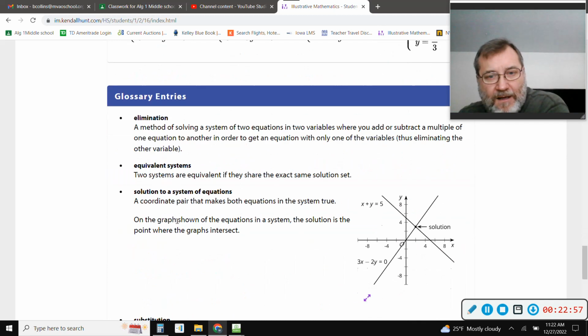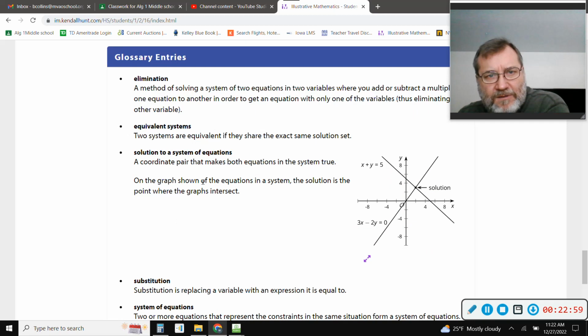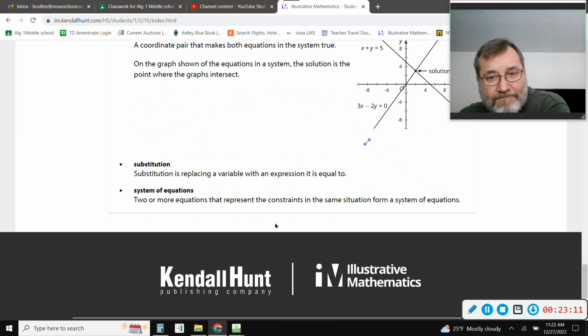Right? And then they go on to some glossary terms. This is what we're always trying to find, a solution. You'll notice that the slope of one and the slope of the other are completely different, so you know you'll have just one intersection point, the solution, the point which satisfies both equations.